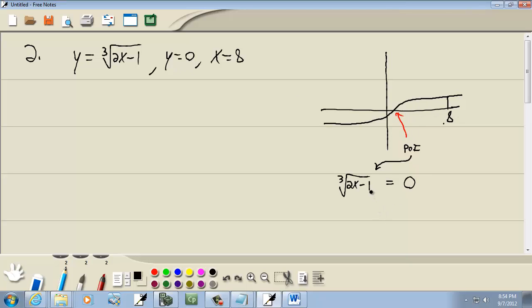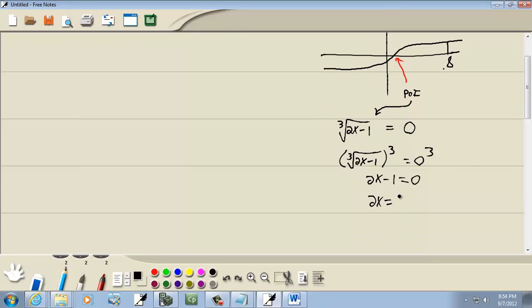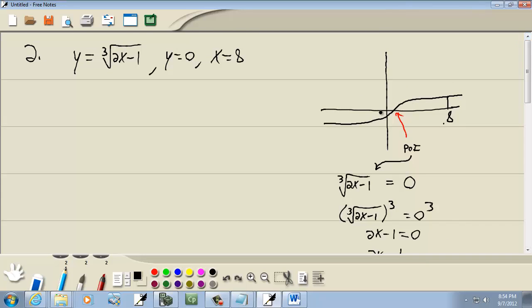So set that equal to 0. Well, if we got a radical equation, we take both sides to a power equal to the index. This is 3, so we'll take both sides to the third power. And we get 2x minus 1 is equal to 0. Take the negative 1 over, becomes a positive 1, and then we get 1/2. So that tells us the beginning one there.